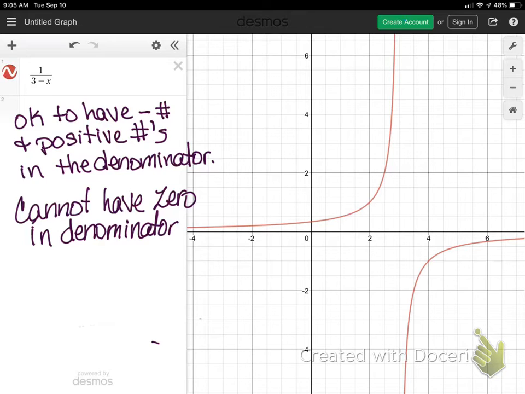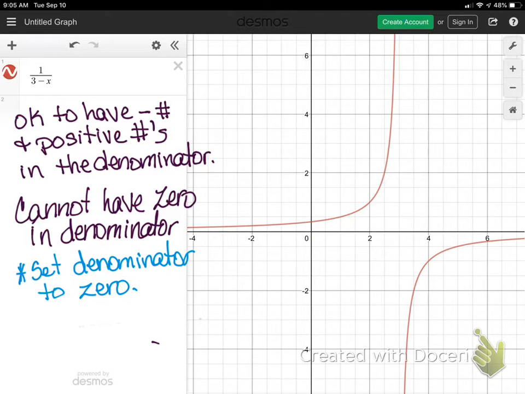So what I do to find the domain of this is I set the denominator to 0. I have 3 minus x, and I'm going to say that cannot be 0. So 3 minus x, that's what's in the denominator. It does not matter what's in the numerator. The only thing that matters is what's in the denominator. So I set my denominator equal to 0, and I solve.